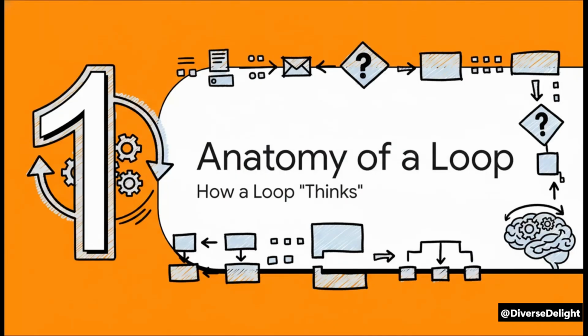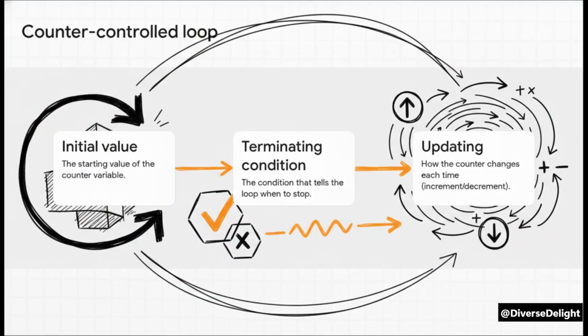So, how does a loop actually work? How does it think? To really get a handle on this, we need to break it down and look at its basic parts. It really just comes down to three key things. First, you have to give it a starting point. We call this initialization. Think of it like starting a countdown at 10. Second, you need a condition, the rule that tells the loop when to stop, like stop when you hit 0. And third, you need an update, which is how the value changes each time. For our countdown, that would be subtract 1. Start, stop, and change. That's it.